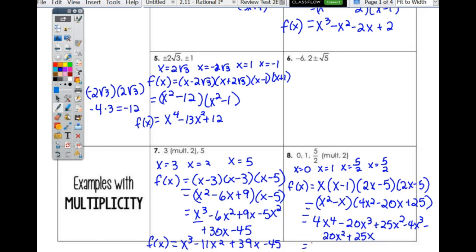And when you combine like terms, you get 4x to the 4th minus 24x to the 3rd plus 45x squared minus 25x.